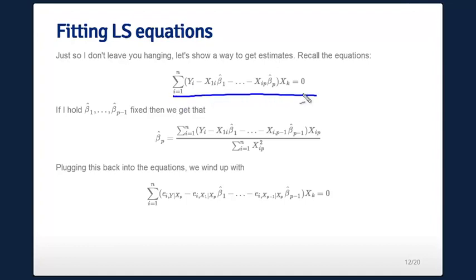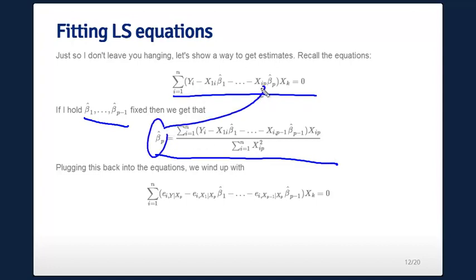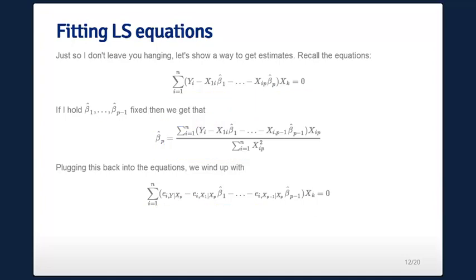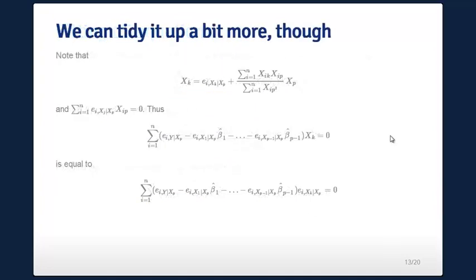So remember, we have this set of equations, and imagine if you held the first p minus 1 beta hats fixed, then you could solve for the pth one and you would get that estimate. And then if you plug beta p hat back into all these other ones, right there, then you wind up again with all of the residuals, e_i of y given x_p and so on, having regressed x_p out. But again, we have this x instead of the residual. But let me just show you that.